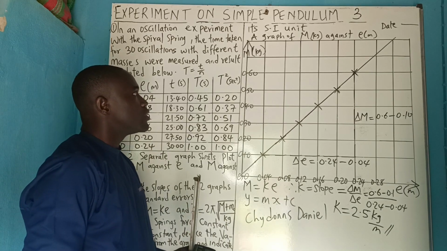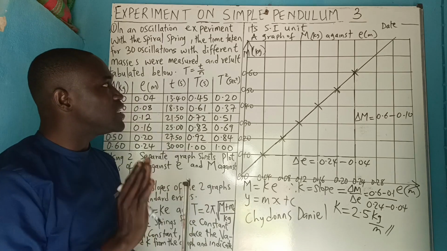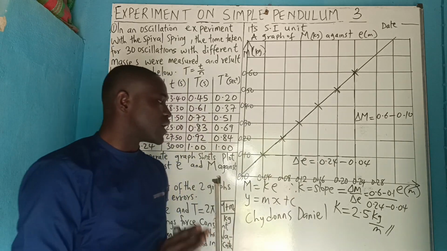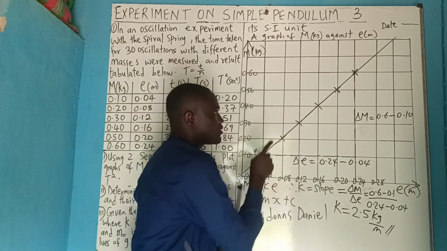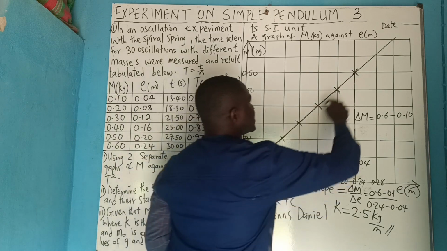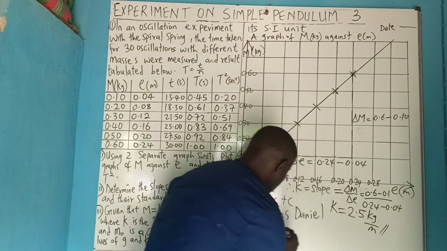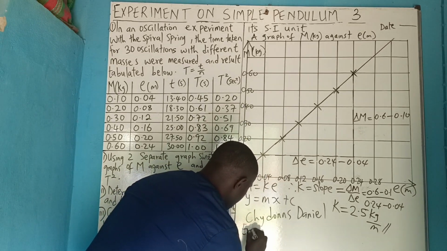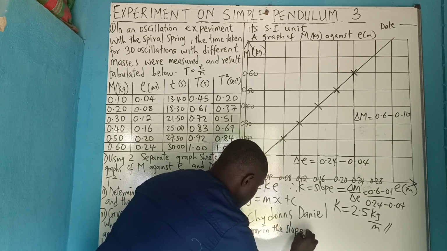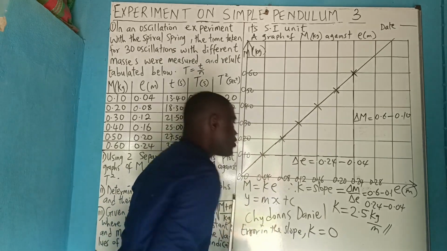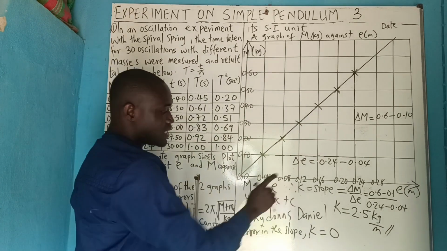Okay? Now let's see how to plot the second graph. We have gotten our K. That means the essence of the first graph is for us to get our what? K. Now, what is the error in this K? Since everything enters this line of best fit, that means error in K will be equal to 0. Error in the slope K is equal to 0 because everything enters perfectly in the line of best fit.